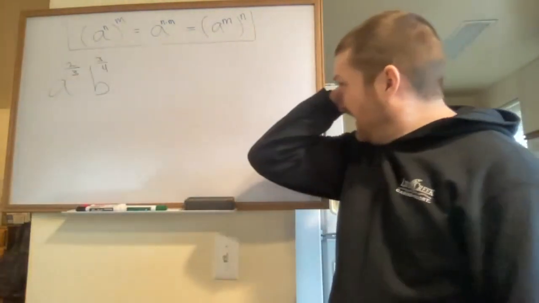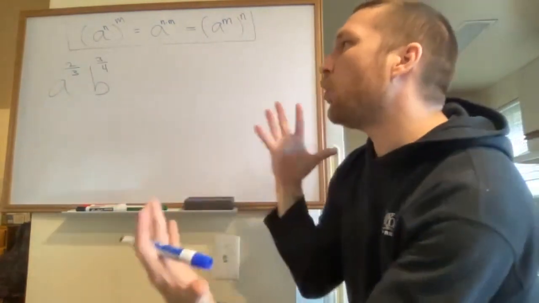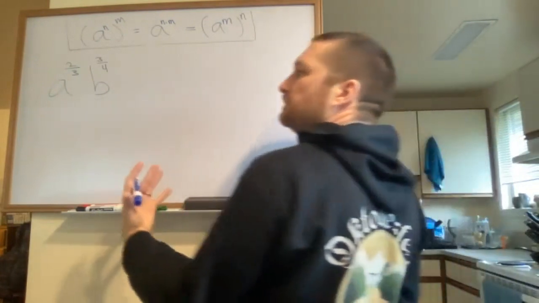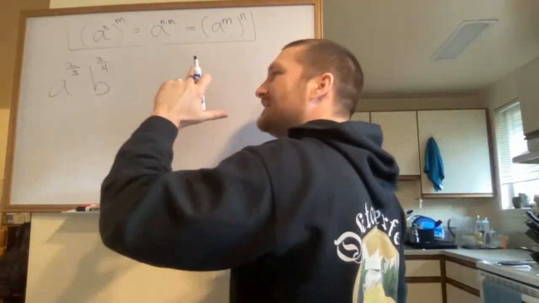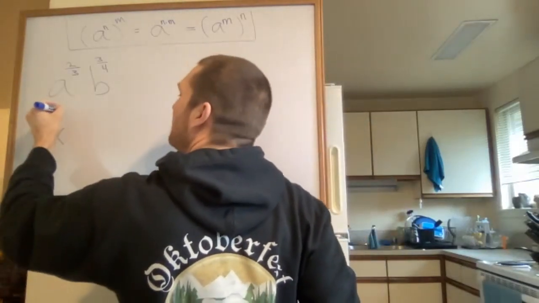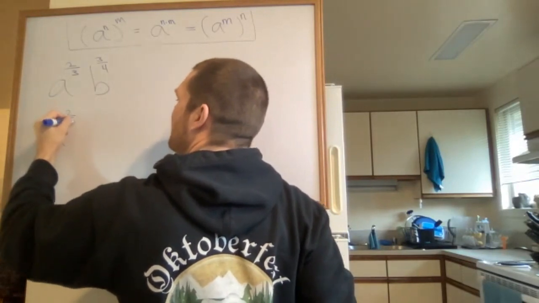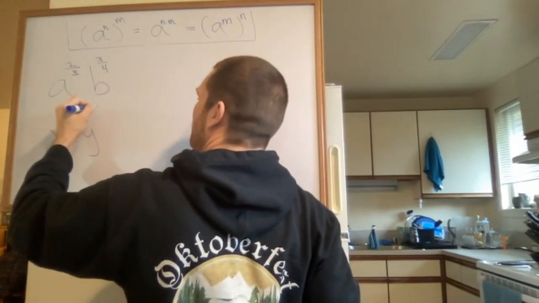Oh man. Well, here's the thing. If it were the same power, if they had the same denominator. So let's imagine that we had a similar problem. Let's say we had x to the 2/5 and y to the 3/5.